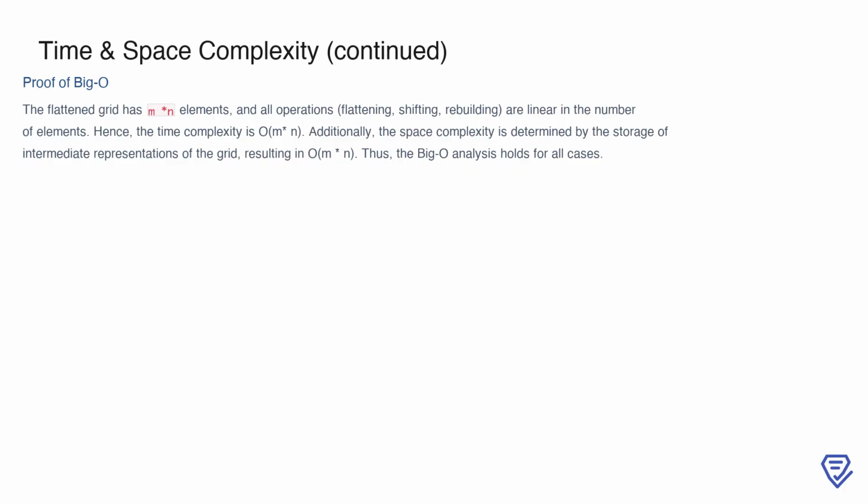Since each of these requires O(m*n) space, the total space complexity is also O(m*n). This big O analysis applies consistently across all cases, ensuring that our solution is both time efficient and space efficient for the problem at hand.